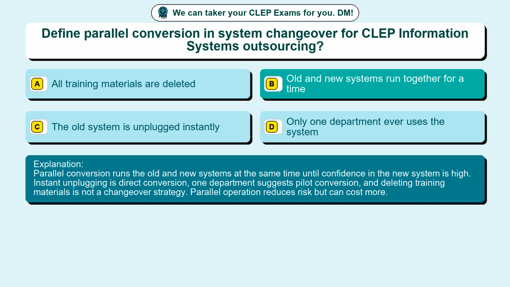Parallel conversion runs the old and new systems at the same time until competence in the new system is high. Instant unplugging is direct conversion. One department suggests pilot conversion, and deleting training materials is not a changeover strategy. Parallel operation reduces risk but can cost more.